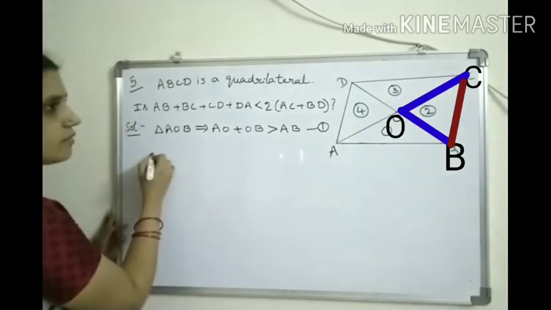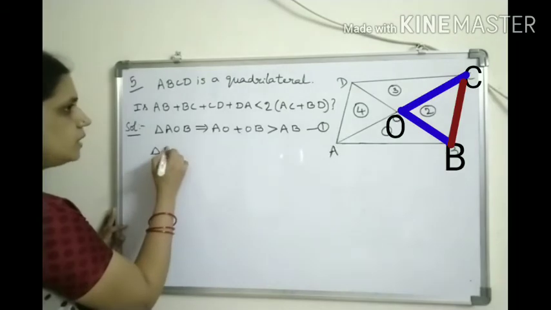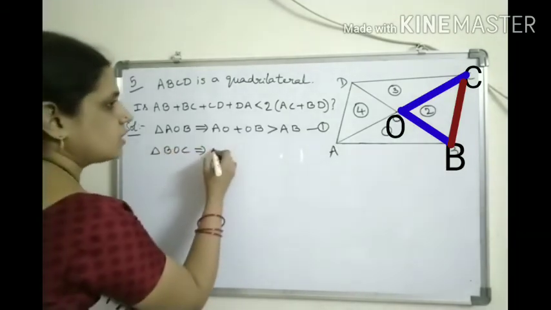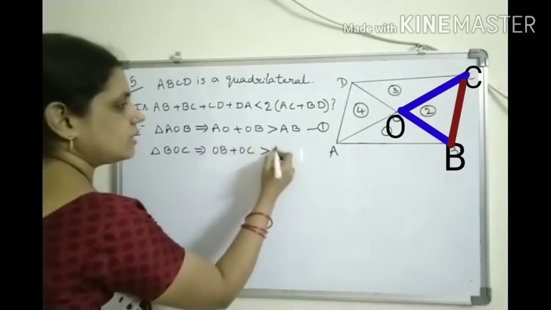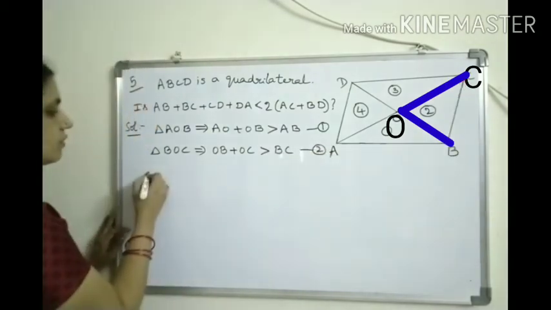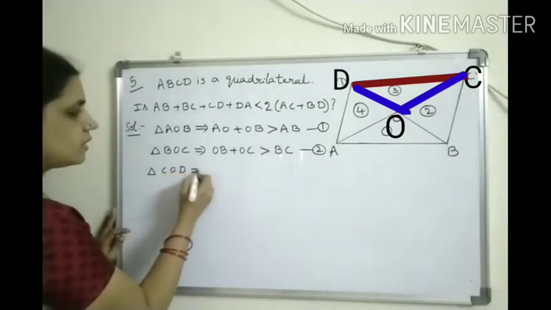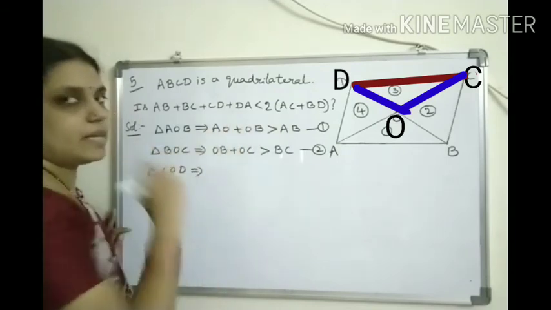Now next, from triangle BOC, what can we write? OB plus OC is greater than BC. Let it be second one. Now from triangle COD, here also I want to take the third side as a side of the quadrilateral.